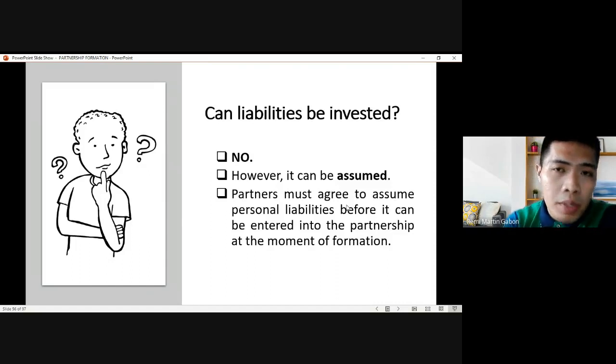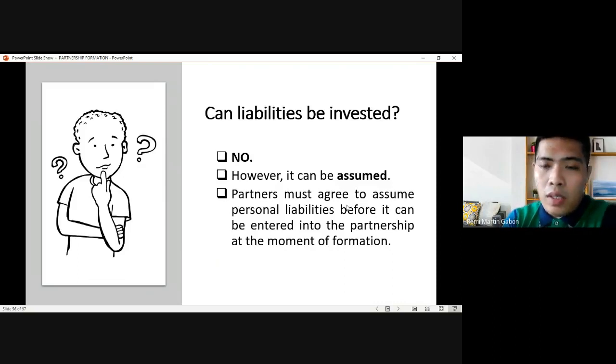In order for a personal obligation of a partner to be assumed by the partnership, there must be agreement among the partners that such personal obligation or liability be assumed by the partnership at the moment of formation. If there is no agreement, then such liabilities will not be assumed by the partnership. Then the specific partner will solely be liable for that obligation. Okay, so take note of that. Later, we're going to apply it in our problem solving.